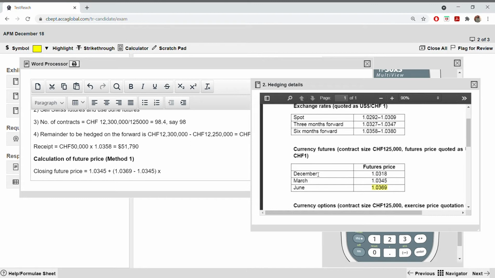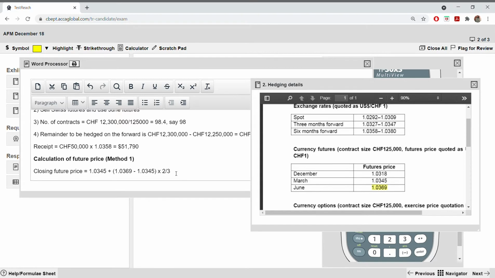But from March to June, the denominator is 3 months: April, May and June. But from March to May, it is just 2 months. That's why the fraction is 2 over 3, 2 divided by 3.